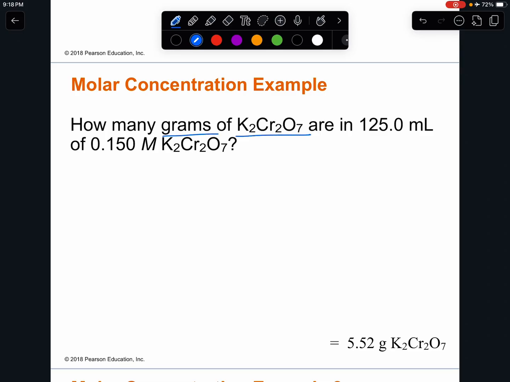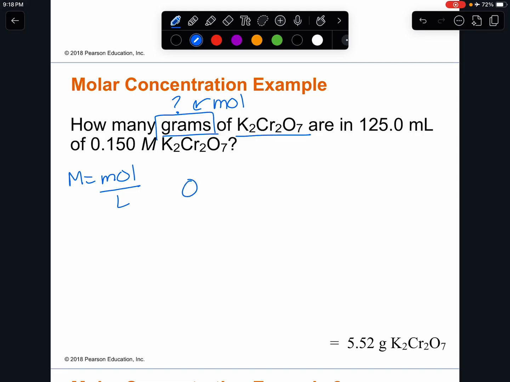How many grams of this potassium dichromate are in 125 milliliters of this solution? Okay, so we're going to go ahead and start with our equation just to know kind of what we're aiming for. We're trying to find grams. To find grams, I first have to find moles before I can go to grams.